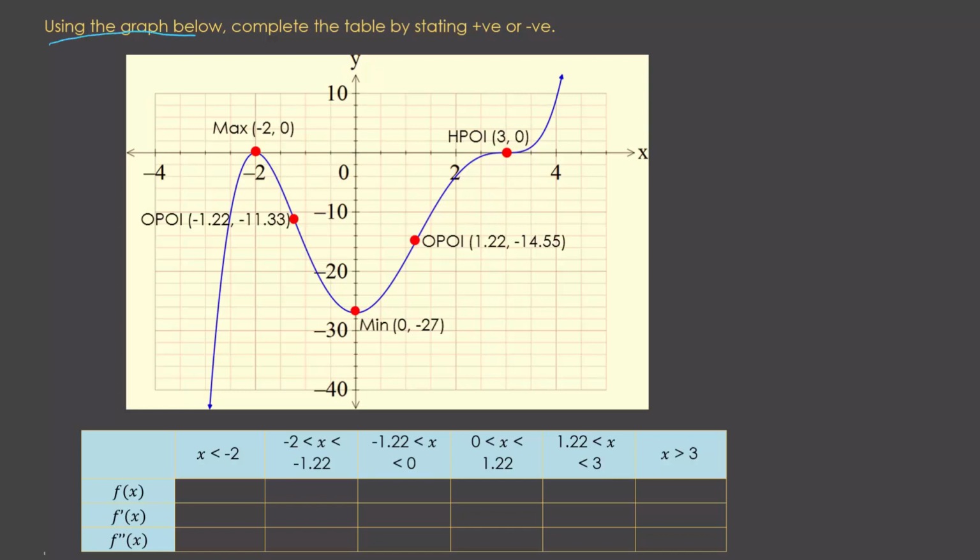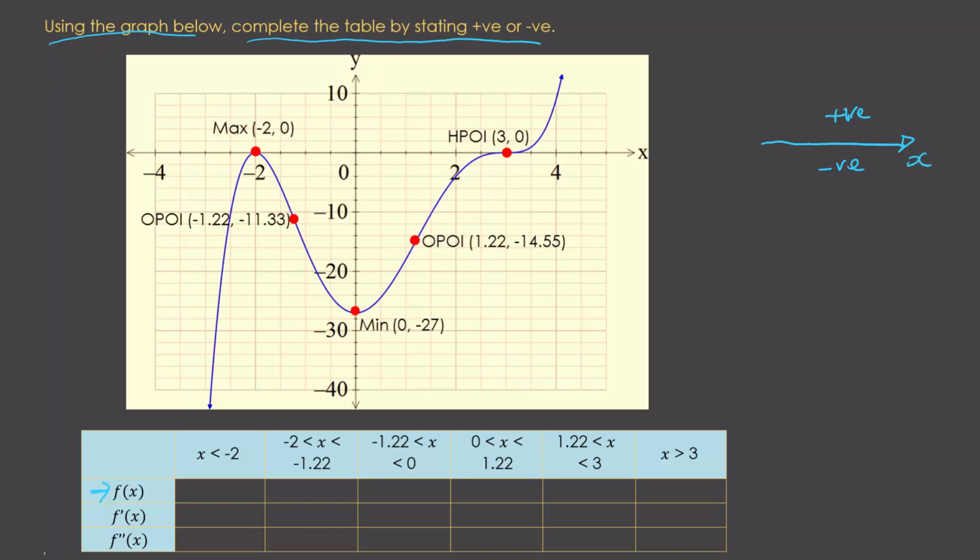Using the graph below, complete the table by stating positive or negative. Now, f of x is the actual function itself.